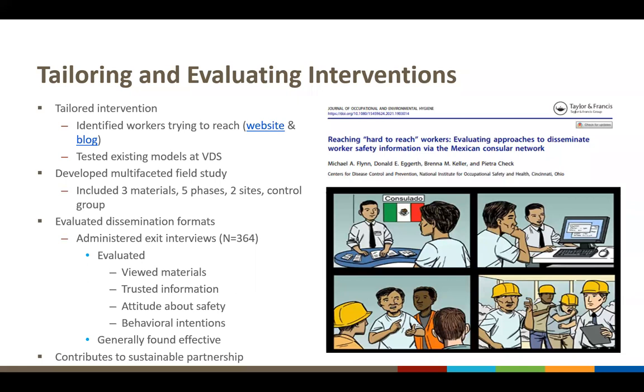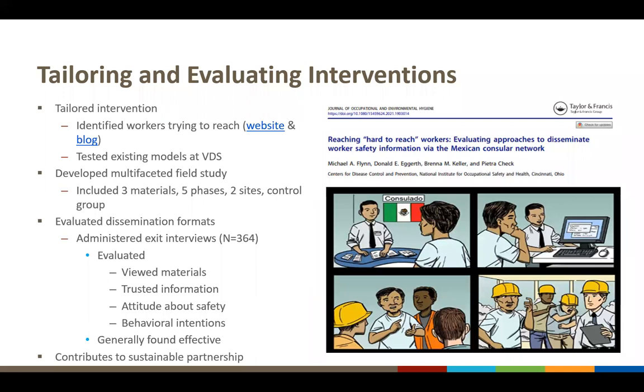And like I said, there are detailed comparisons of the different phases and the different materials contained in the paper, but generally we found that the Mexican consulates and the Ventanillas de Salud program in particular was a very effective way to disseminate information and reach these hard to reach workers.